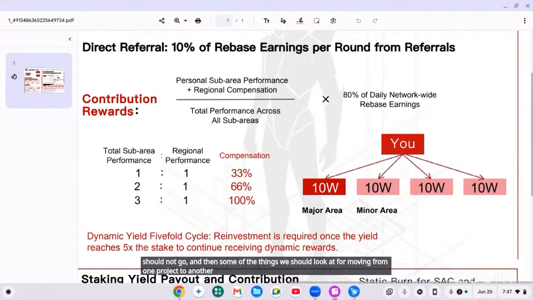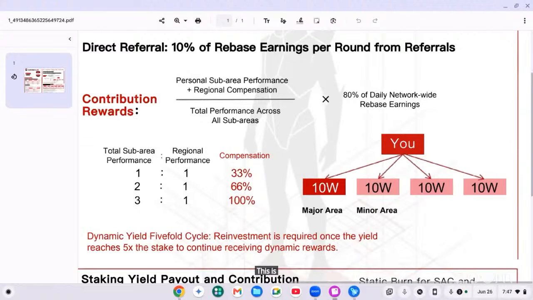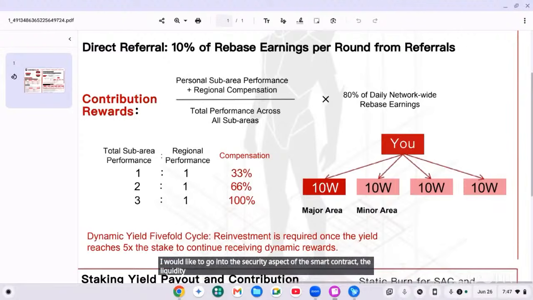So if somebody invited you to what we call Shadows Club, ladies and gentlemen, this is the opportunity at hand. I would like to go into the security aspect of the smart contract, the liquidity pool, how sure and secure, how safe it is. I would like to go there.